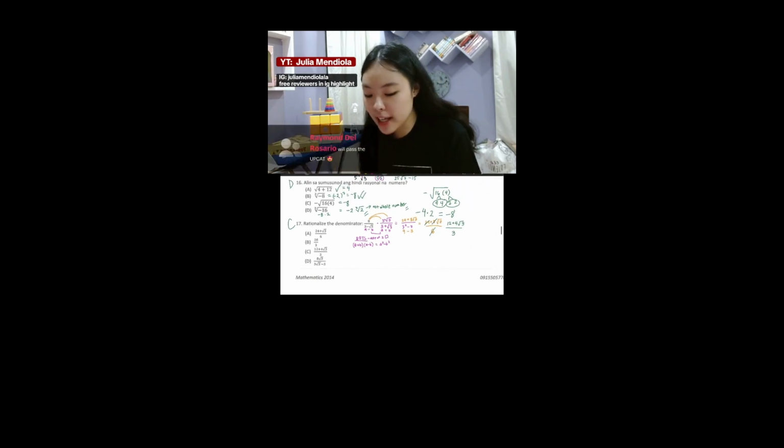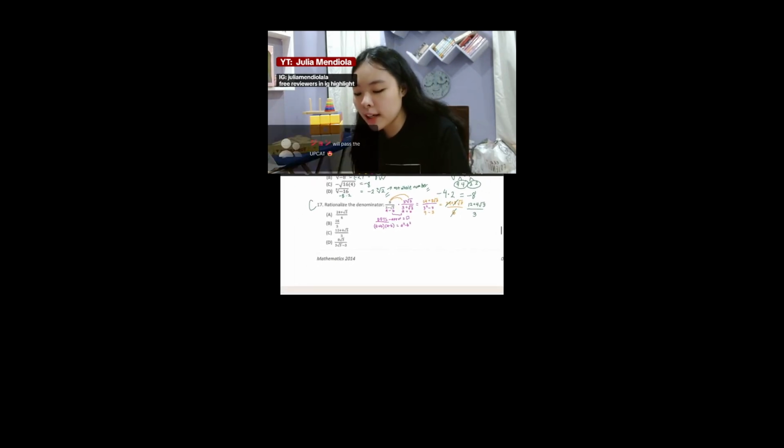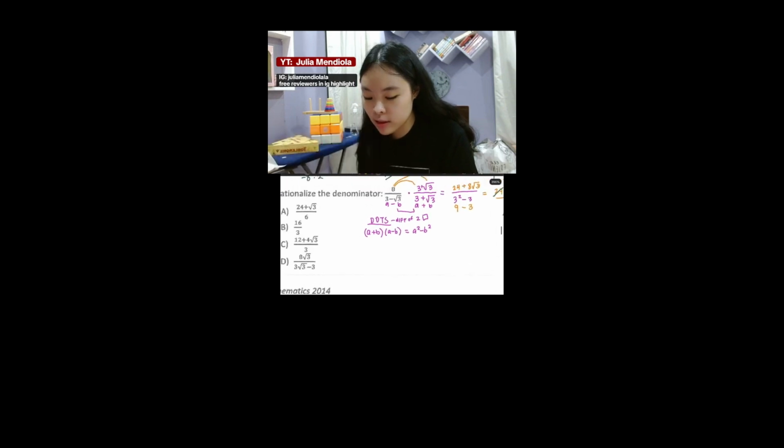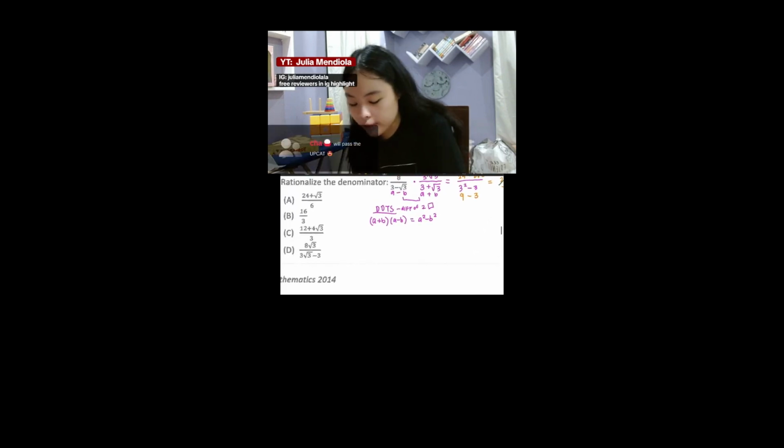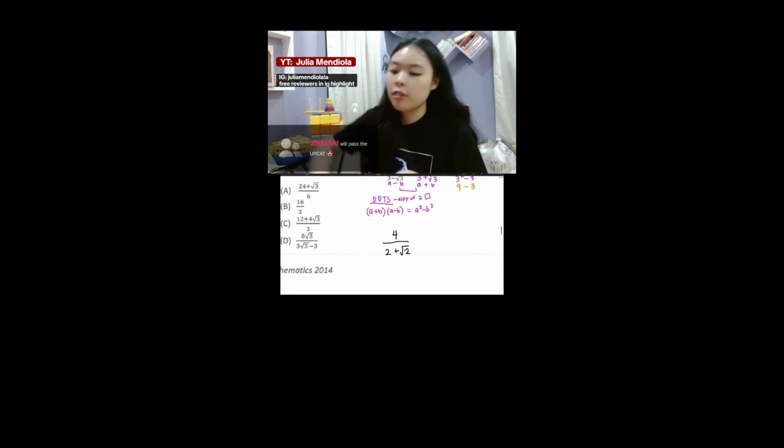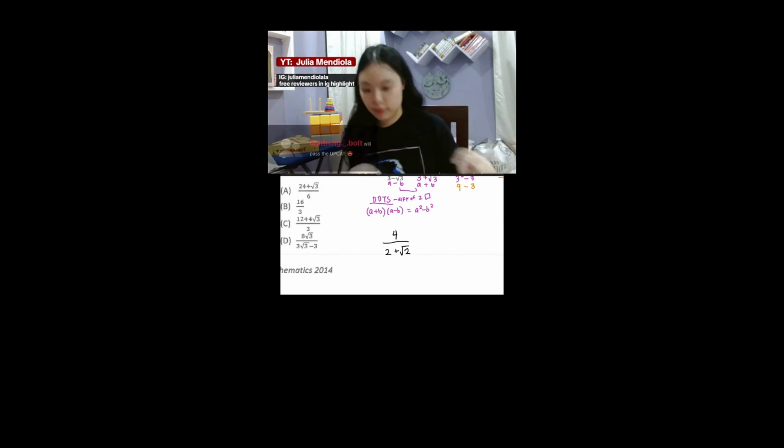I'll make another example, guys. Paano gagamitin ang difference of two squares for rationalization? So let's give another example. Let's just put 4 over 2 plus square root of 2. Ngayon, as you can see, 4 over 2 plus square root of 2.